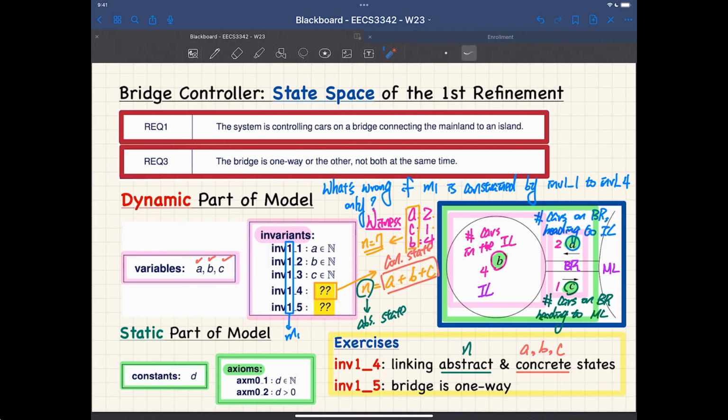All right, so what should we do for this one here? Well, it's going to be invariant 1, 5. The bridge is one way. How do we specify that? Okay, go ahead.